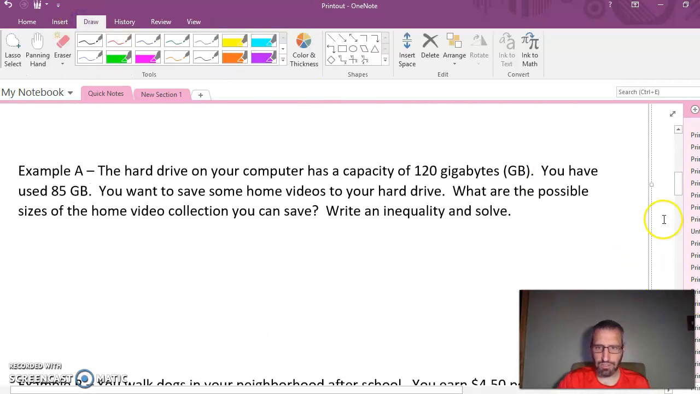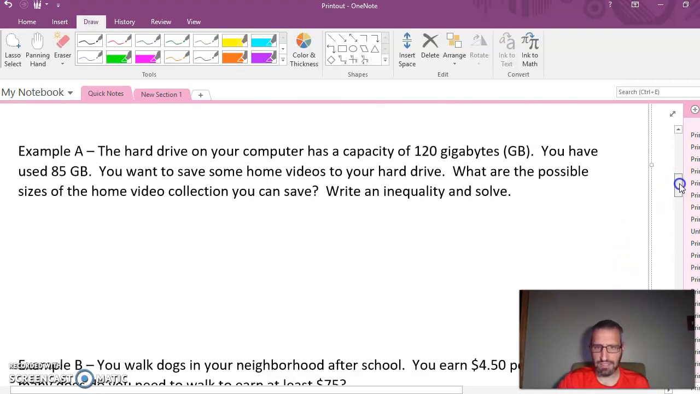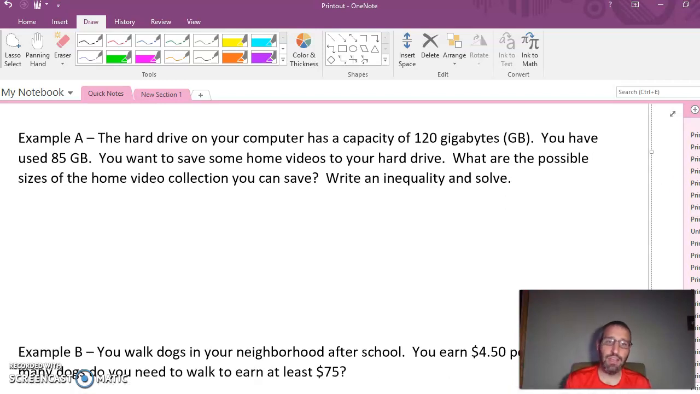Example A says the hard drive on your computer has a capacity of 120 gigabytes. You have used 85 gigabytes, and you want to save some home videos to your hard drive. What are some possible sizes of the home video collection you can save? Write an inequality and solve. So let's go ahead and write down some of this important information.